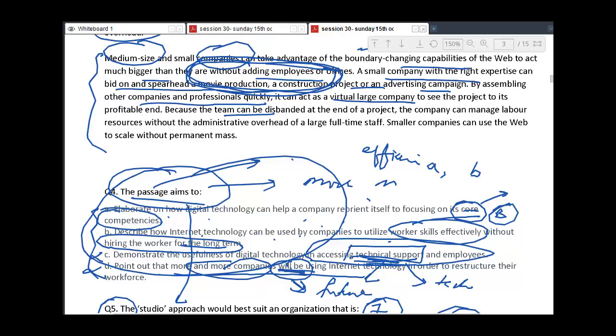It is assembling people, understand. By assembling other companies and professionals quickly, it can act as a virtual large company. And the team can be disbanded immediately. So it is a virtual large company only for a short while. And how it is becoming a large company? Not by technically becoming a large company by having employees under its payroll. Yes, virtual is the keyword. Technically, what is happening? That you are taking care of everything. You are inviting everyone for a while. Virtual large company, the project is done. Go out. Goodbye.